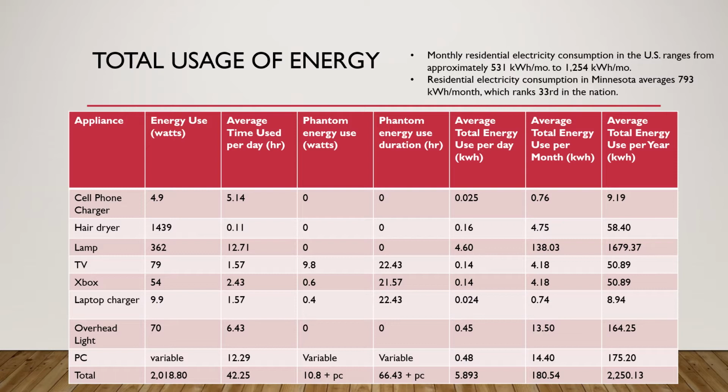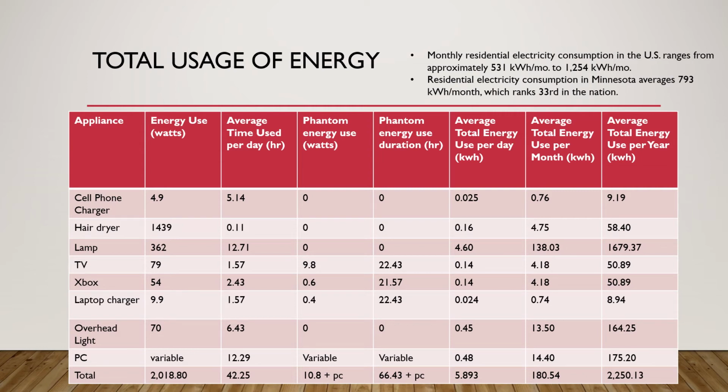Looking at my total usage of energy, the biggest amount of energy that was used by one of the appliances was the lamp. It contributed about 4.6 kilowatt hours per day and 138.03 kilowatt hours per month, which is really the biggest contributor to my usage of energy.